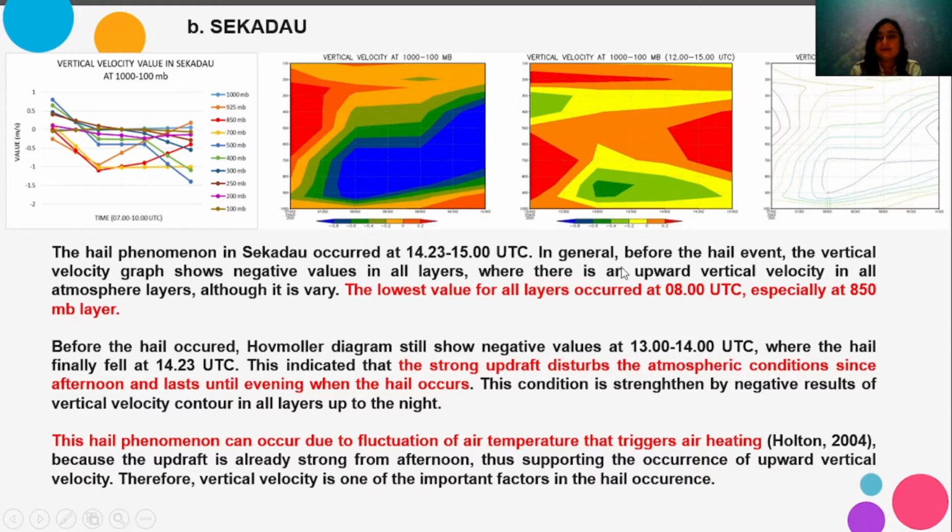Generally, before the hail event, the vertical velocity graph shows a negative value in all layers, and the lowest value for all layers occurred at 8 UTC, especially at the 850 millibar layer. This indicates that there is an upward vertical velocity in all atmosphere layers. Before the hail occurred, the Hofmüller diagram still showed negative values at 13 until 14 UTC. This indicates that a strong updraft disturbed the atmospheric conditions since the afternoon and lasted until the evening when the hail occurred. This hail phenomenon can occur due to fluctuation of air temperature that triggers air heating. Because the updraft is already strong from the afternoon, it supports the occurrence of upward vertical velocity.